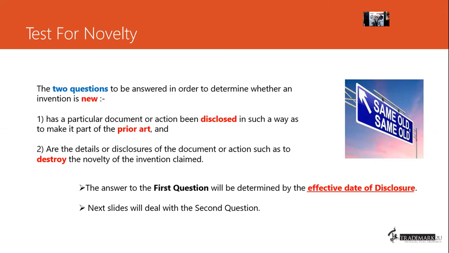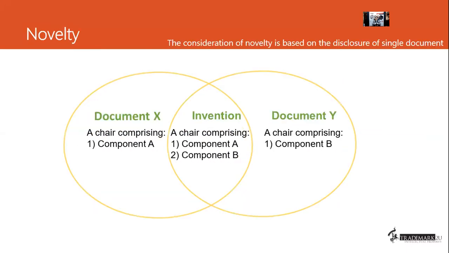Now we are looking at the effective date of disclosure. As lawyers, during patent invalidation proceedings, we will normally bring up evidence and proof to tell you that your invention has been disclosed. It's not new and it's part of the prior art because it has been disclosed even before your filing date, before your priority date. This is normally what they do to invalidate your patents due to lack of novelty. So what is novelty?